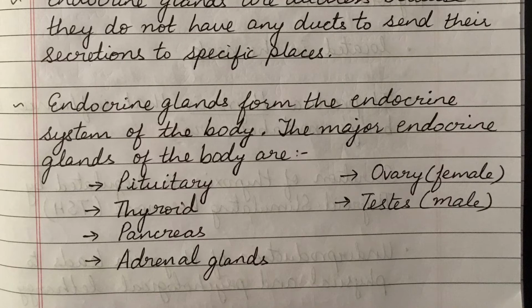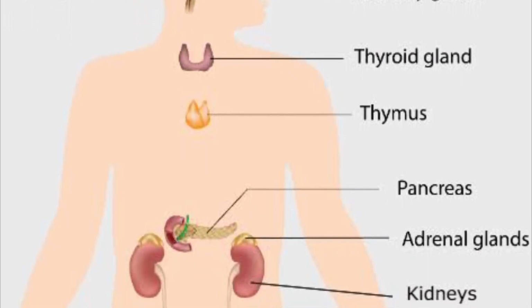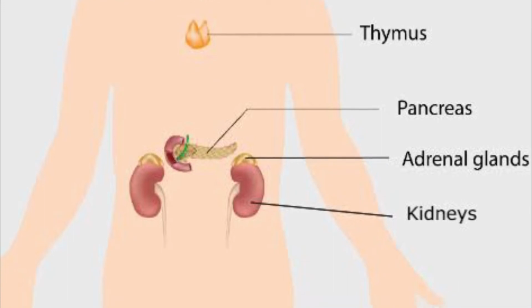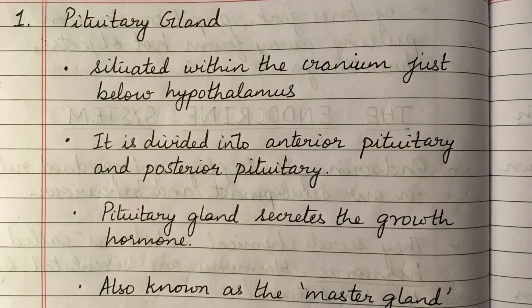The major important endocrine glands of the body are pituitary, thyroid, pancreas, adrenal glands, ovary in female, testis in male. The pituitary gland is situated within the cranium just below the hypothalamus. It is divided into anterior pituitary and posterior pituitary. The pituitary gland secretes the growth hormone, and it is also known as the master gland.